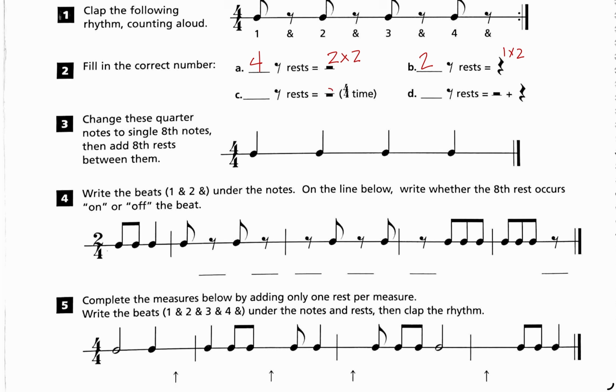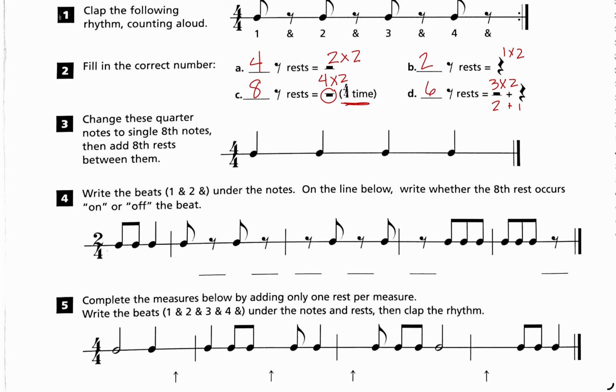Part C, it's saying a whole rest in 4/4 time, which means it's going to get 4 beats times 2 eighth rests per beat gives us 8. And then we have 2 beats here plus 1 beat, so a total of 3 beats times 2 eighth rests per beat. 6 is our answer.